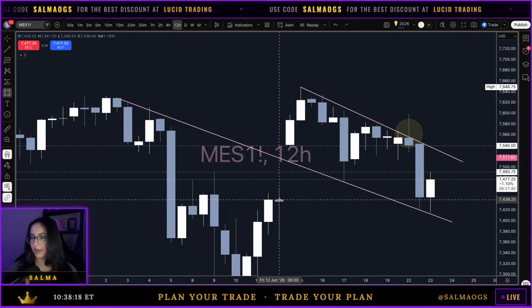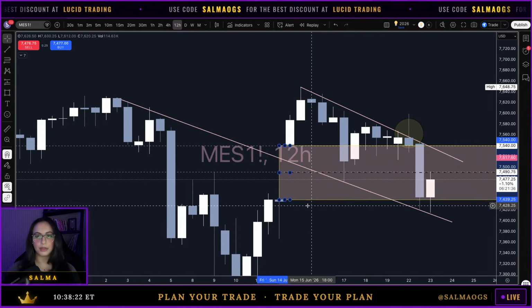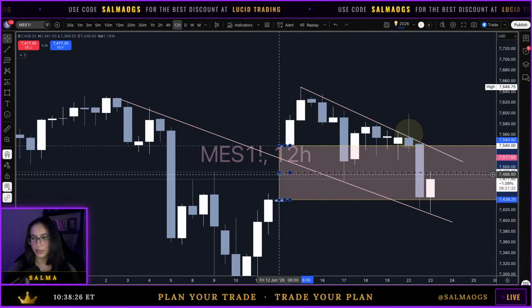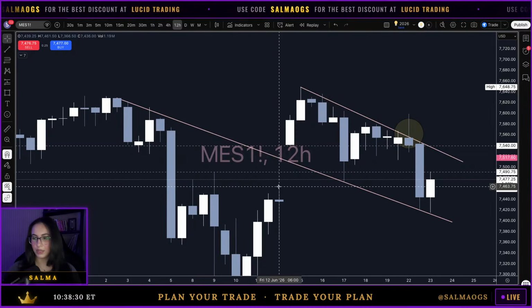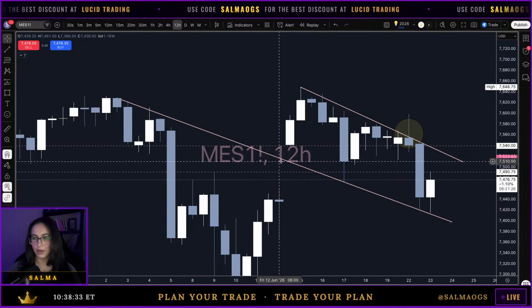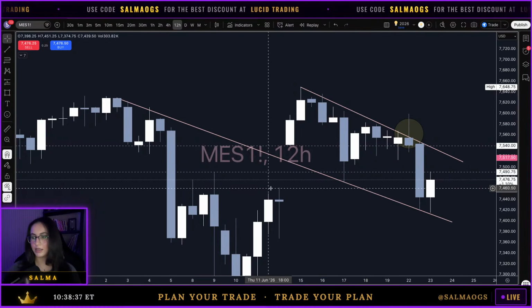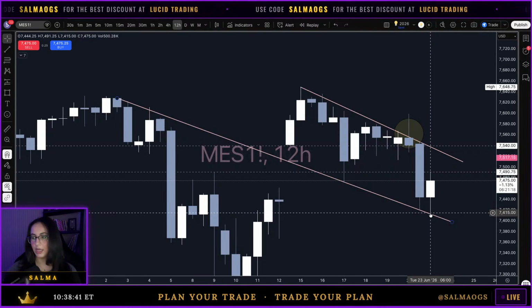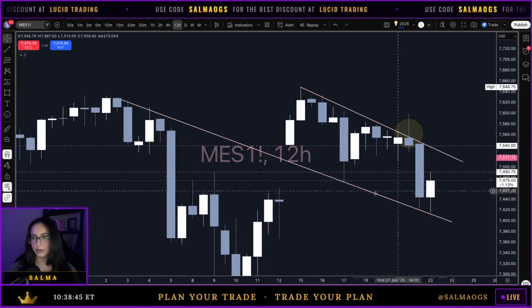once we have the gap fill, and this is probably a gap a lot of people missed, okay? I will remove the rectangle. I just want to show you guys for visual purposes. There is a gap between this candle from Friday to this candle on Sunday. And ES filled it. We come retest this trend line. And then the next 12-hour candle that opens up, we start to push higher.